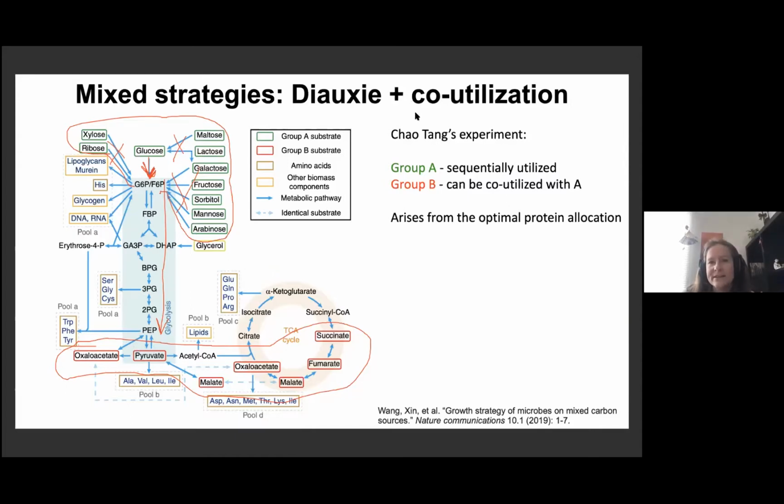So I think this is a very important thing to take into account, that diauxie and co-utilization are actually good strategies for different kinds of resources. When you try to model your microbial ecosystem, you should think about which metabolites are there so that you can properly incorporate the strategies in the model. Are there any questions?